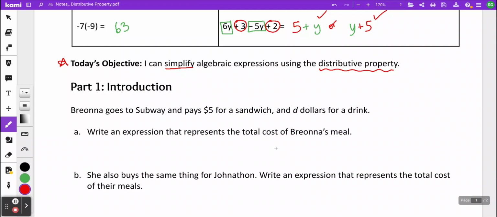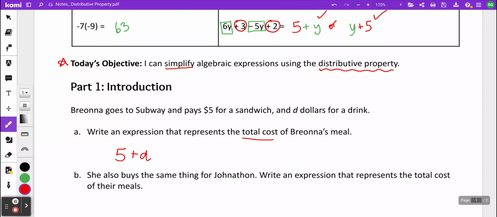For part A, if we want the total cost of her meal, total means I want to add up all the things she's buying. And so here she's buying 2 things. She's buying that $5 sandwich, and she's also buying that drink for D dollars. Similar to what we set up here with this warm-up question, you could write 5 plus D. You could also write D plus 5. Both of those would be good representations of Brianna's meal.